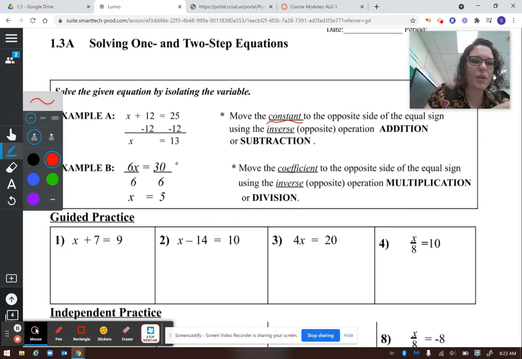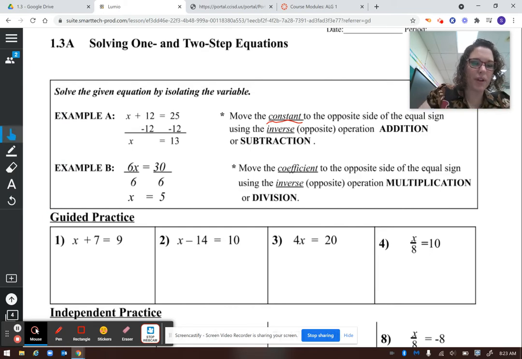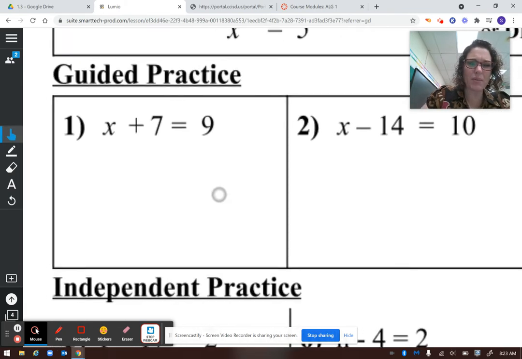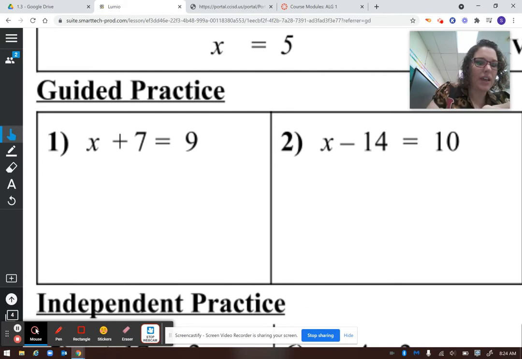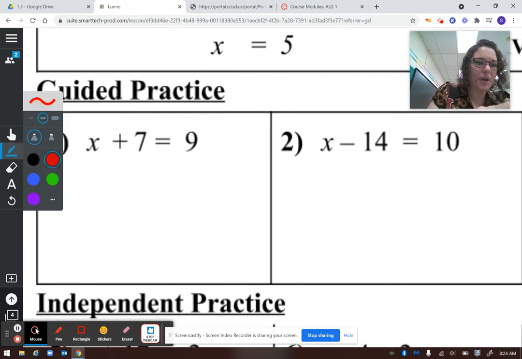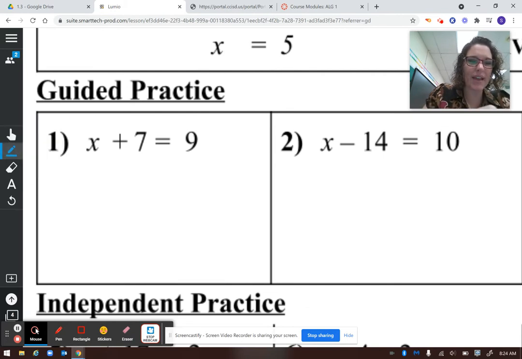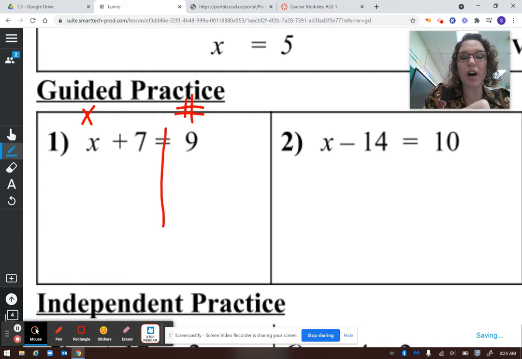So whenever we come over here to look at number 1, I'm going to blow it up big enough so that you can see. So here we go. With number 1, what that means is you can draw a line down the middle so you can see the left side and the right side. You want the letters to stay on one side and the numbers to go on the opposite side.